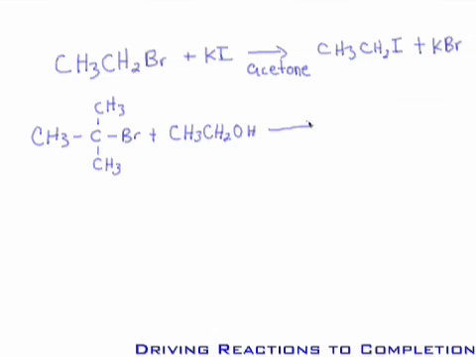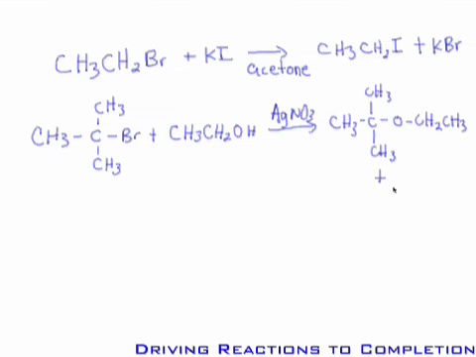I might throw in something like silver nitrate. The reason for this is once the halide leaves, the bromide minus leaves, it combines with silver plus, and silver halides typically are insoluble. And so the resultant product, butyl ethyl ether, will form, and you can then have removed your bromine as silver bromide solid. So the KBr and silver bromide would precipitate out of solution as solids.